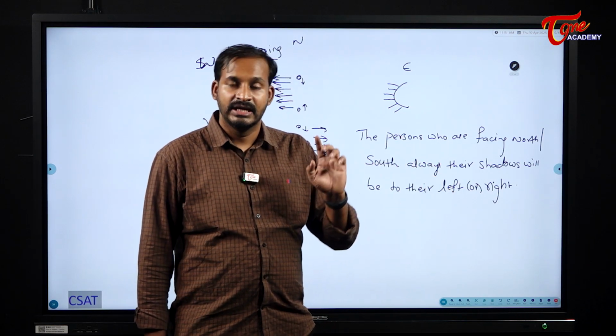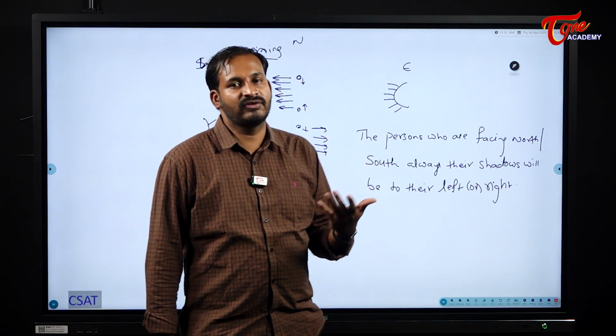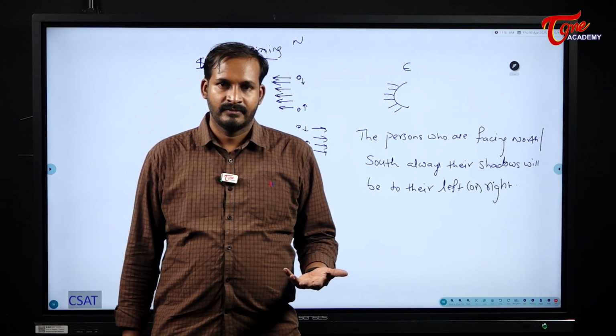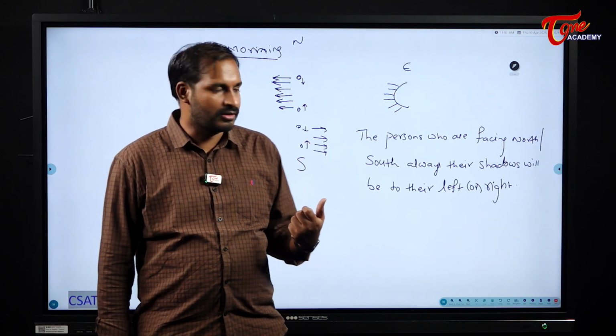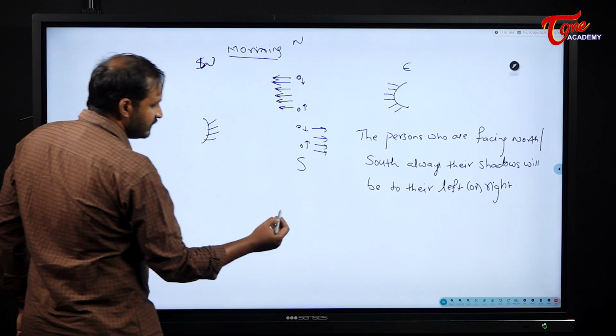That is one case. Vice versa also we can say, if the shadows of the person are falling to their left or right, obviously they will face either south or north. That is one case. Okay, good, superb. Now for example, we will see another case.